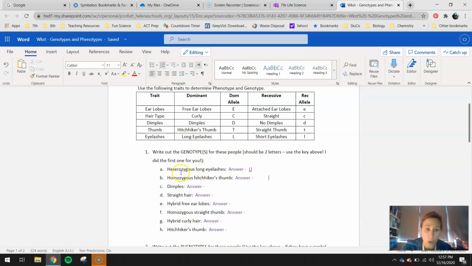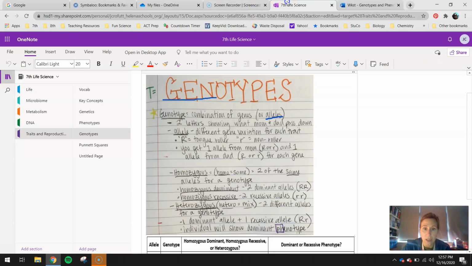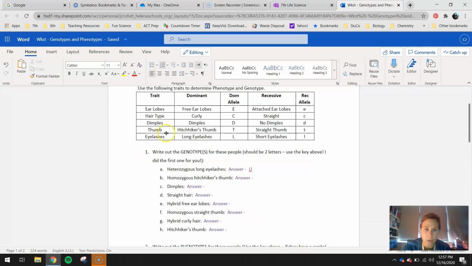Okay? Homozygous hitchhiker's thumb. We would see that, all right, thumb is up here. Hitchhiker's thumb is dominant. So if it is homozygous, homo means the same. Again, you can review your notes right here. Homozygous dominant means 2 dominant alleles, so 2 capital letters. You would say, all right, I'm using T's for thumb shape. So if it's homozygous and also dominant, because our dominant trait is hitchhiker's thumb versus straight thumb, we would be capital T, capital T.